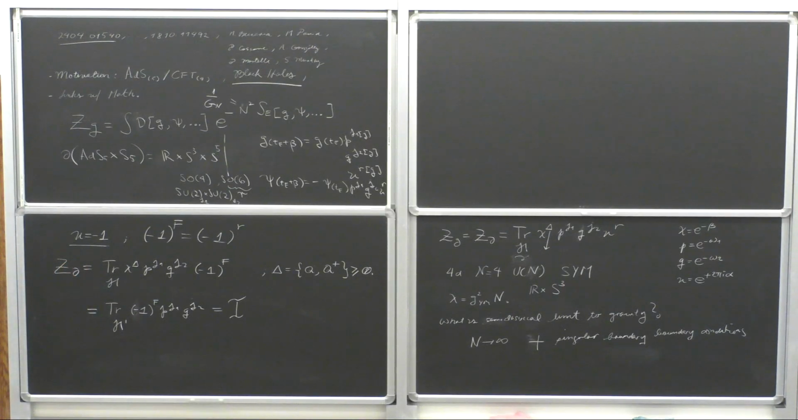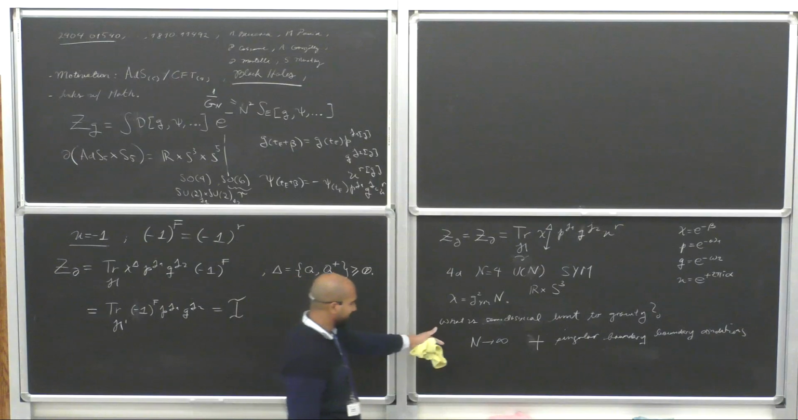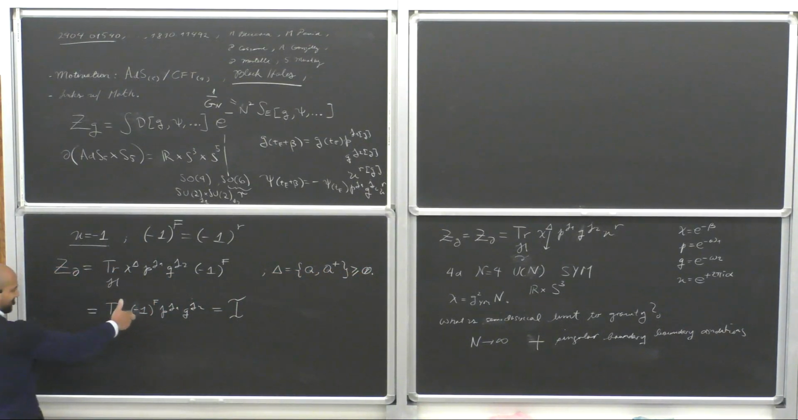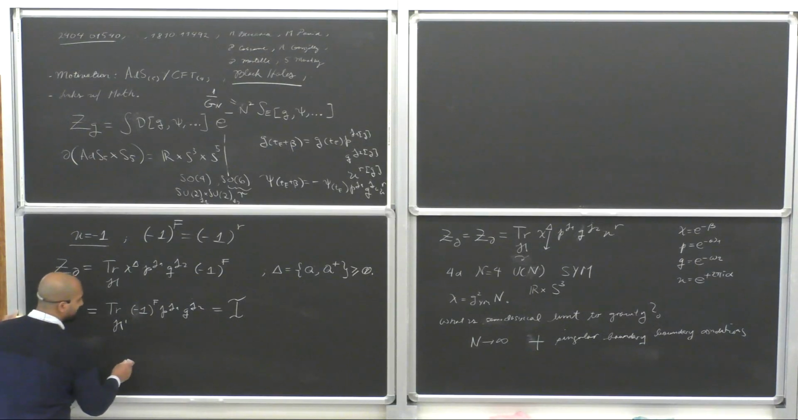And in that series of work and other works, and also work by others, it has been understood that in order to select just a single solution, it's not enough to take N to infinity, okay? This actually gets many contributions, even when you take N to infinity. You really need to take a large charge limit, meaning singular boundary conditions. Some of these singular boundary conditions are defined by this. Again, I will show how this comes about, but let me just state it.